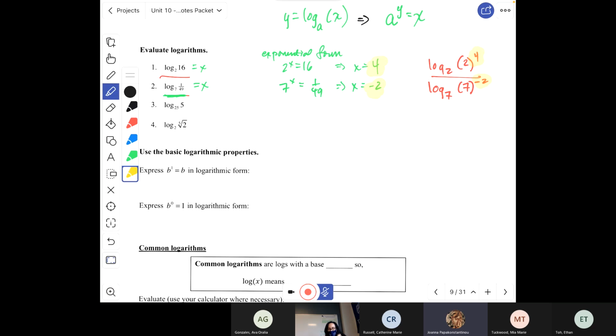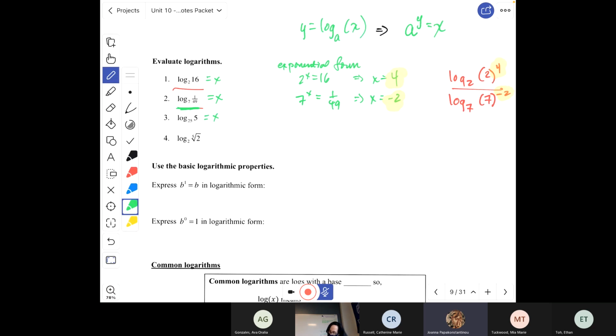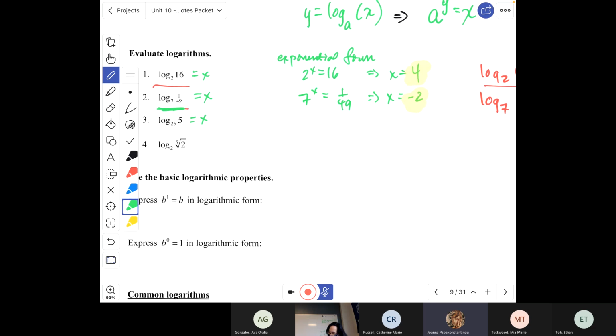All right. Well, let's go ahead and take the next one and see if you want to rewrite it in exponential form, you can. You don't have to. If you did, what would it be? 25 to the x power equals 5. So what would that imply x equals here? 1/2.